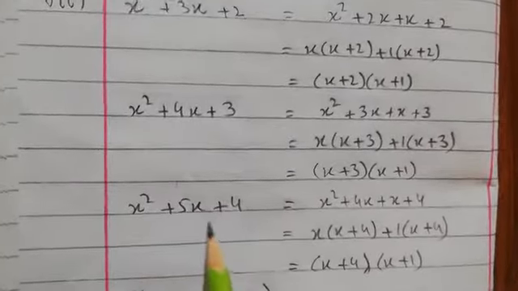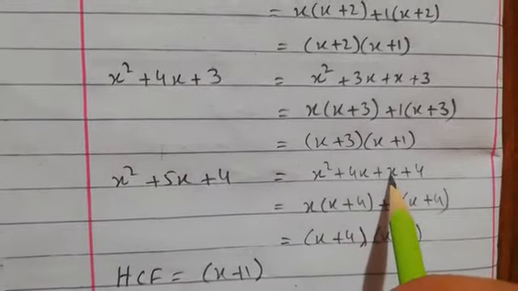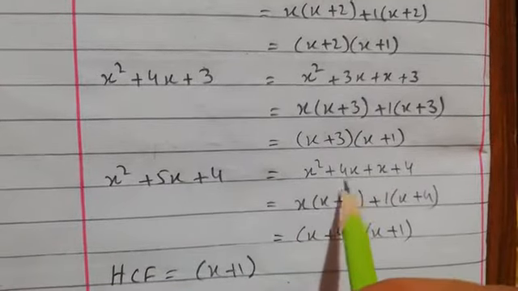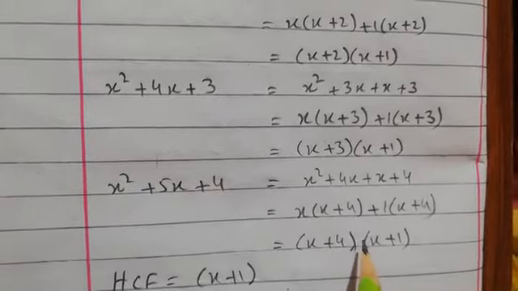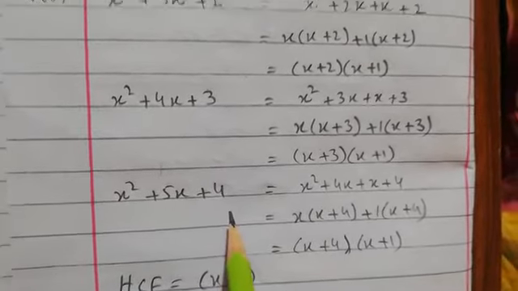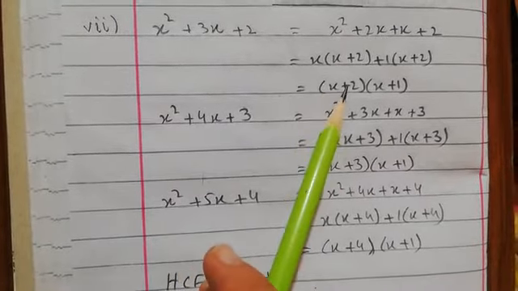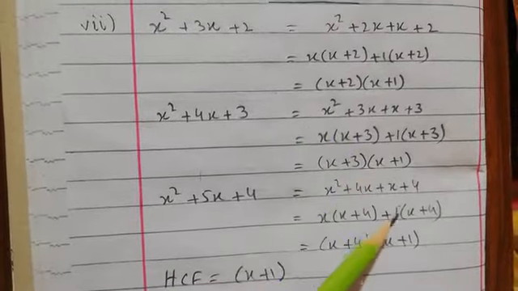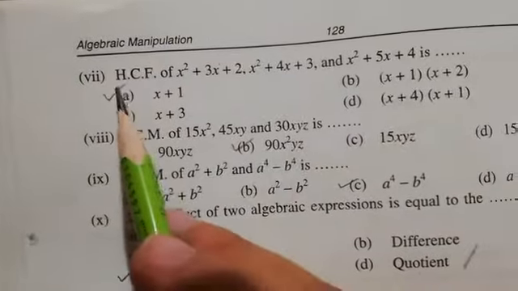Third expression, x square plus 5x plus 4, which equals x square plus 4x plus x, because 4x plus x equals 5x. Write 4 as it is, take x as common from the first two terms and 1 as common from the last two terms. We get x plus 4 and x plus 1 as the factors of this expression. Now look at this. You can observe that the common factor of these three expressions is x plus 1, x plus 1 and x plus 1. So ACF is x plus 1. Now we will mark the right option. Right option is x plus 1.